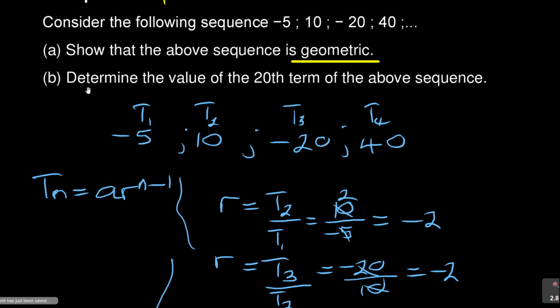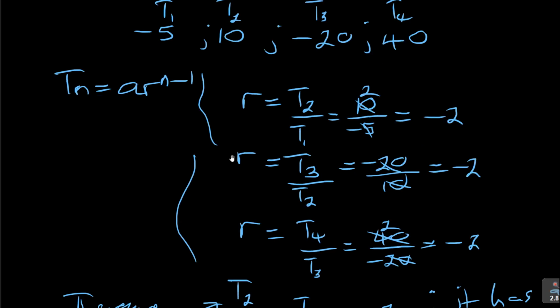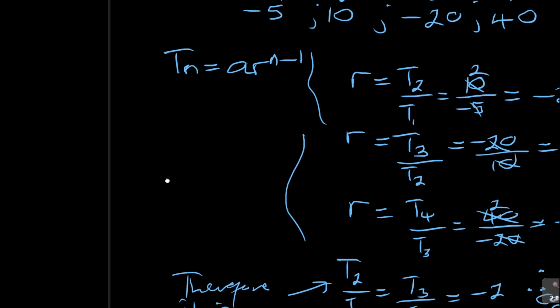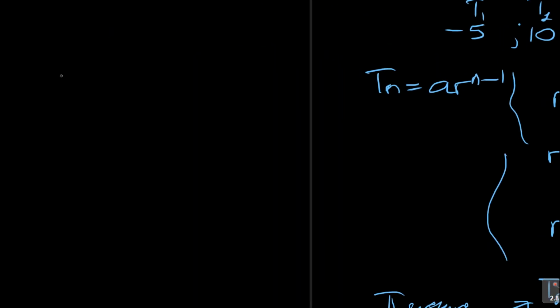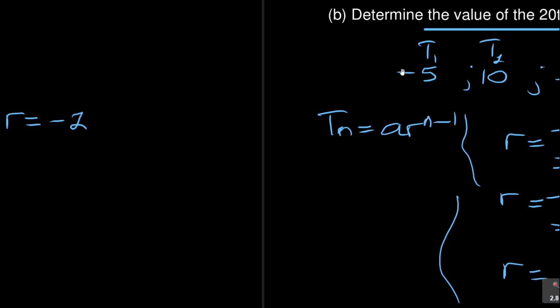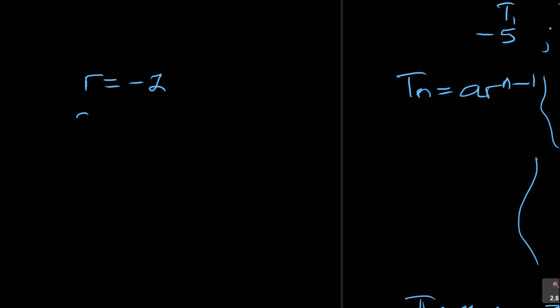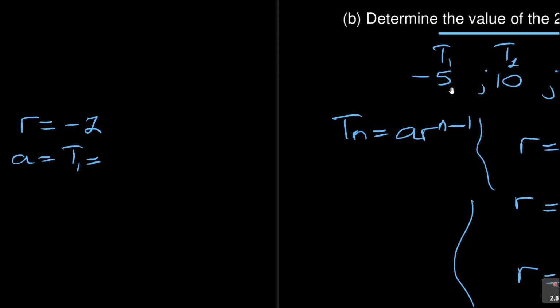And then the next one says determine the value of the 20th term of the above sequence. Now what to do there when you want to find the 20th term? Remember, you know your R. What is the common ratio? R is negative 2. And then what is our first term? A there is T1, which is equal to negative 5.